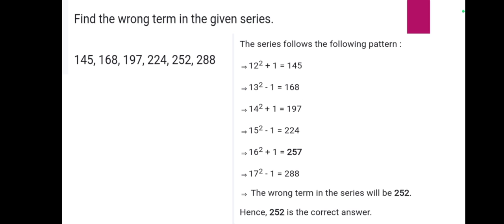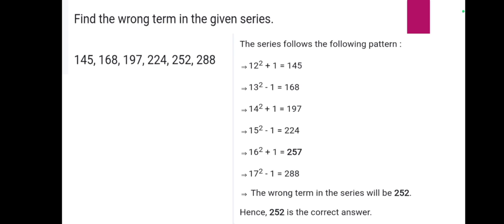The next series is 145, 168, 197, 224, 252 and 288. In this series, the pattern that it follows is the squares of a number plus 1 or the squares of a number minus 1. So 145 is nearly the square of 12, right? So 12 square plus 1, you get 145. Then 13 square minus 1, then you get the second number 168.